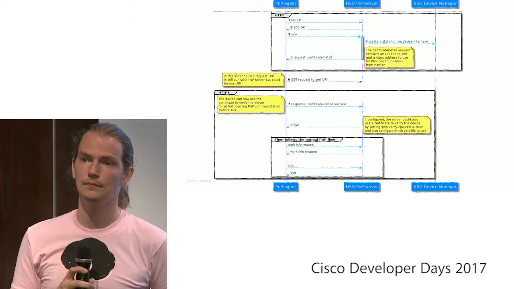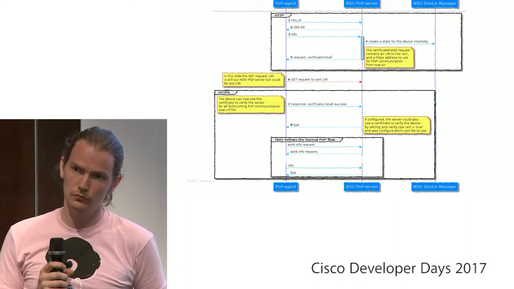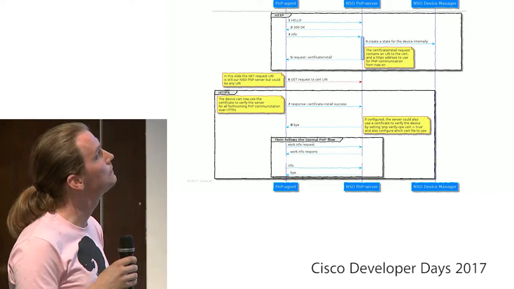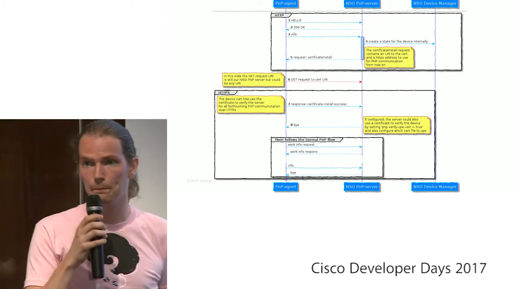So the device object on NSO is created in step 4, right? And then it's just being updated along the way. Yep. Okay, thanks.